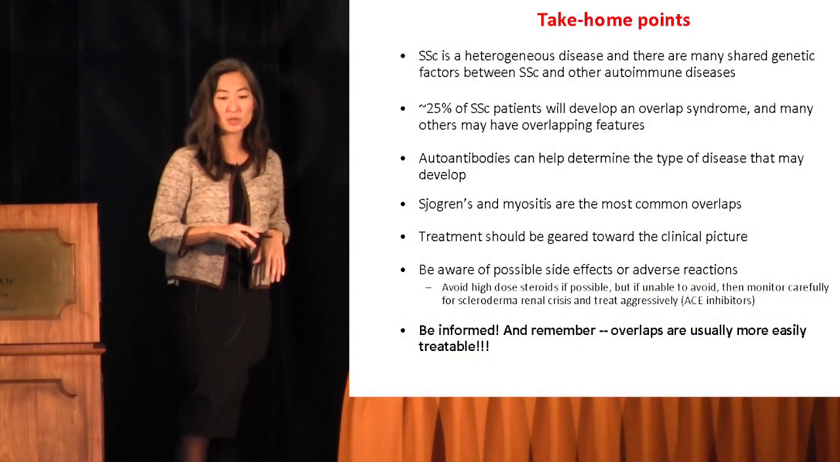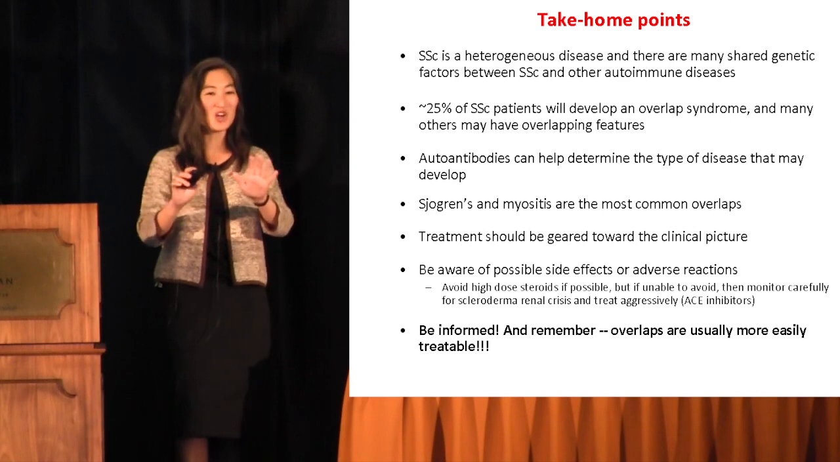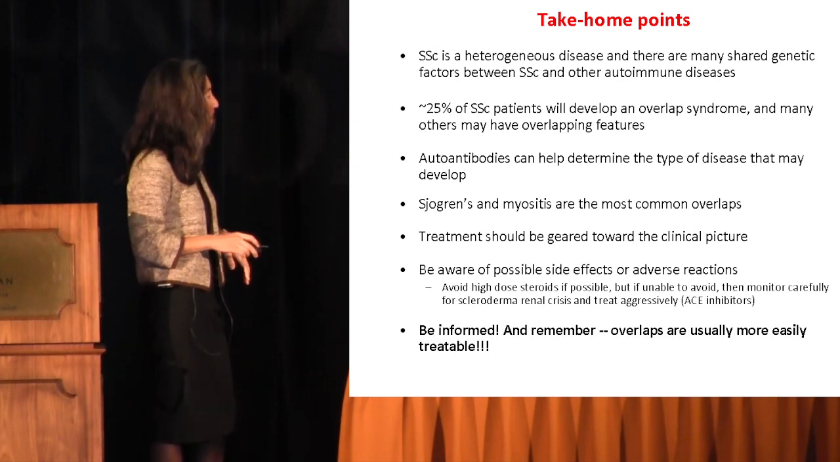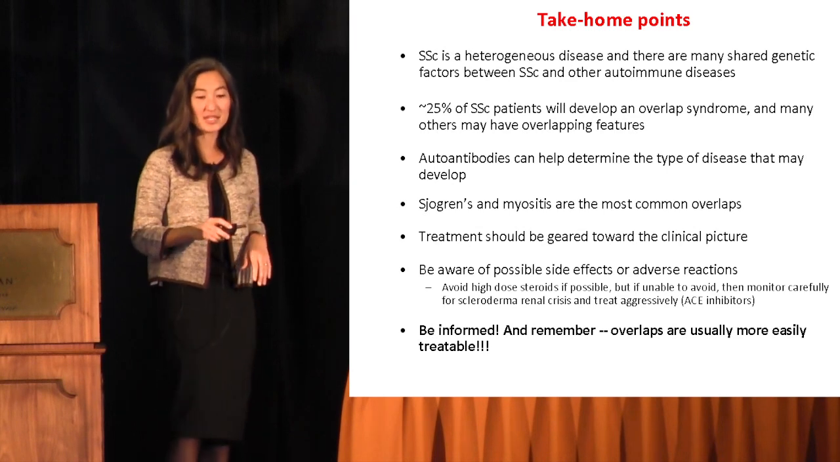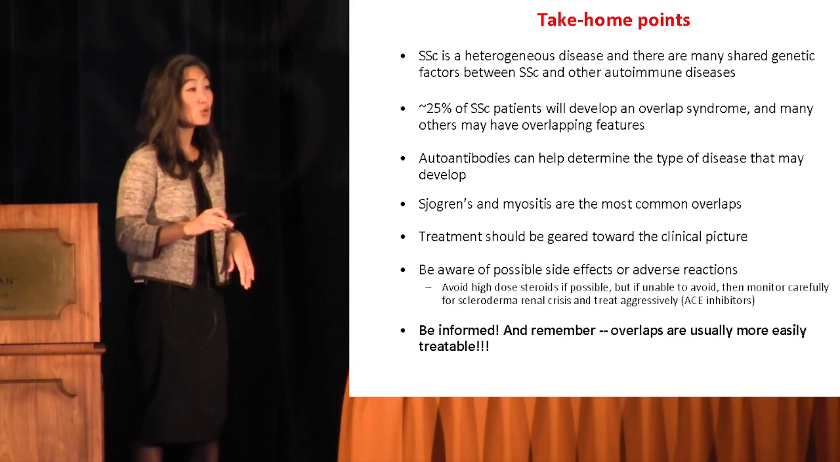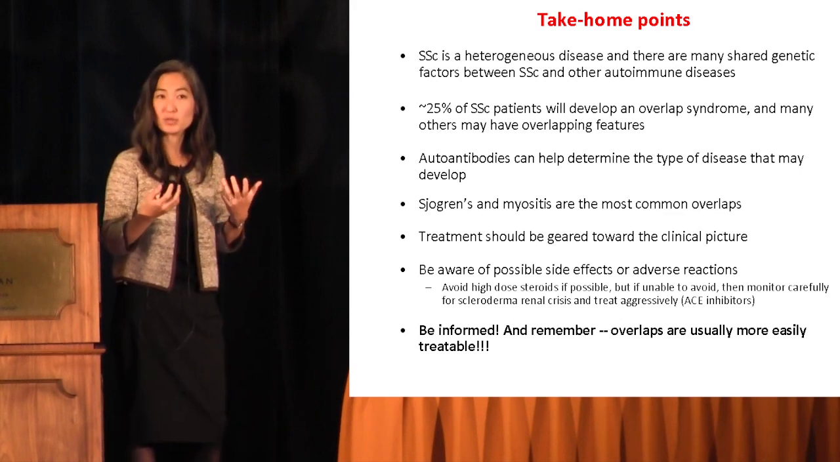Autoantibodies can help determine the type of disease that may develop, and in your handouts you have a pretty long list of a lot of these detailed autoantibodies. The most common overlaps are Sjogren's and myositis, but again, we talked about a few others that exist. Treatment should really be geared toward the clinical picture, and everyone has an individualized treatment course.